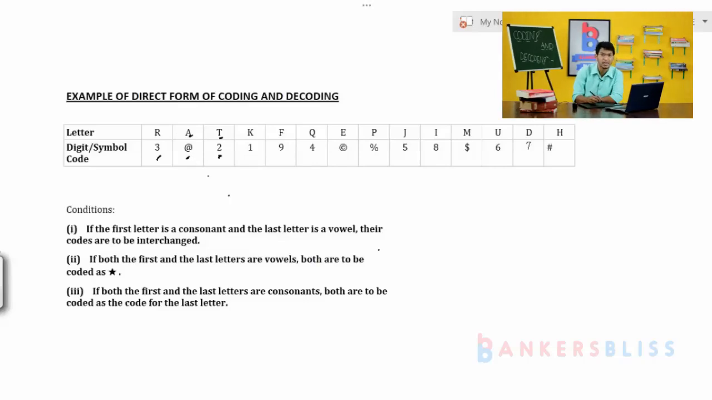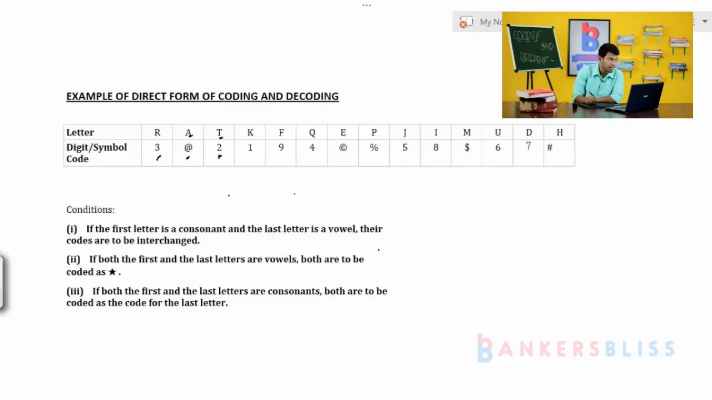It is called direct. Why? We know R is coded as 3, then A is coded as at the rate, and T is coded as 2. I'll repeat it: in coding and decoding, a letter can be coded either by a symbol or by a number. That is the first possibility. And the second possibility is that a number can be coded by either a symbol or a letter. Then go through the example once again, and you can easily identify which type of question is going to be asked in the examination.